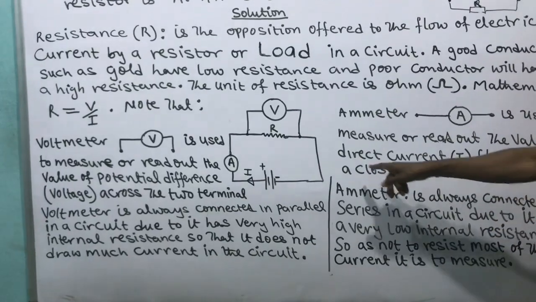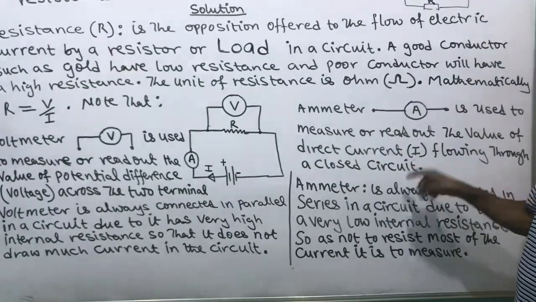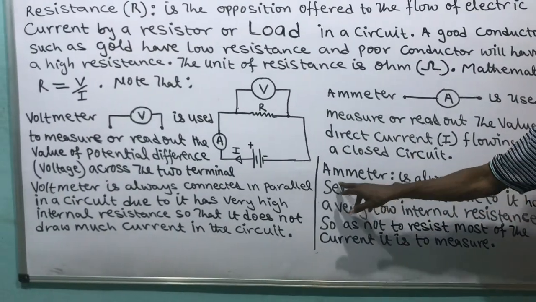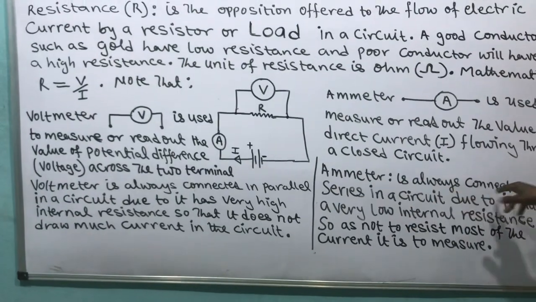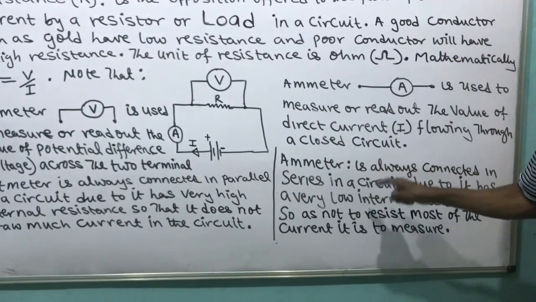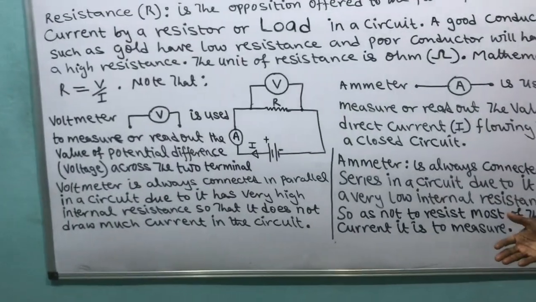So we said it's used to read direct current flowing through the what? A closed circuit. The circuit must be what? Closed. Then I come back again to say, ammeter is always connected in what? Series. Ammeter is always connected in series in a circuit. Why? Why is an ammeter connected in series in a circuit?